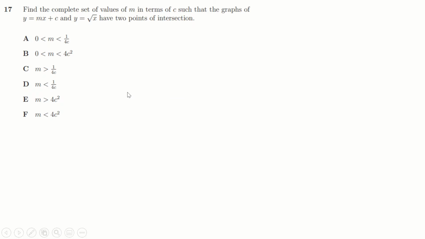Question 17, more quadratic work. Find the complete set of values for which the graphs have two points of intersection. Okay, cool. So let's graph this again. The first thing I think of when I see 2 points of intersection is that the discriminant has to be bigger than 0. That's what 2 points of intersection mean.